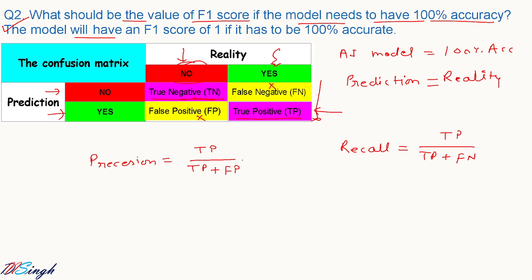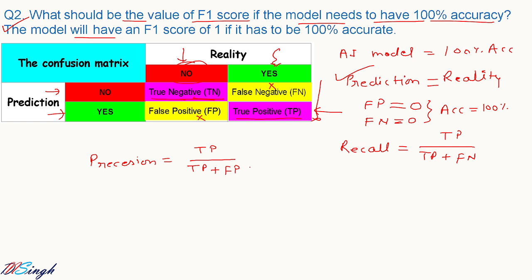Now we know that the accuracy is 100%. So the cases of false positive are 0 and the cases of false negative are also 0. Let us put in the values. Why is this so? Because the accuracy is 100%, which means there is only one condition that is satisfied: prediction is equal to reality only.